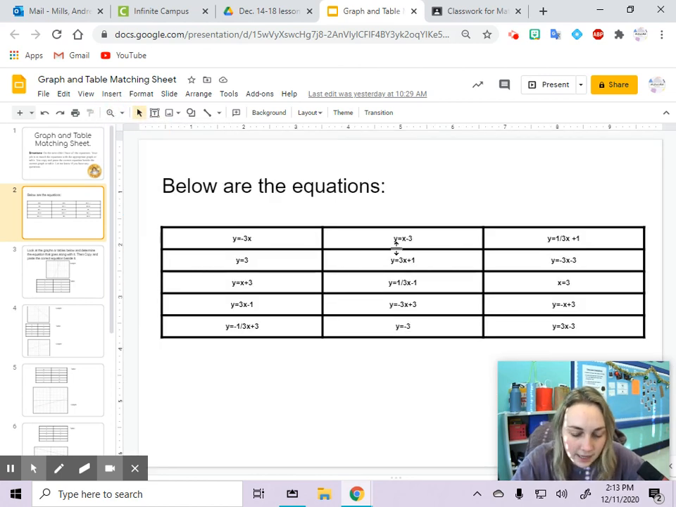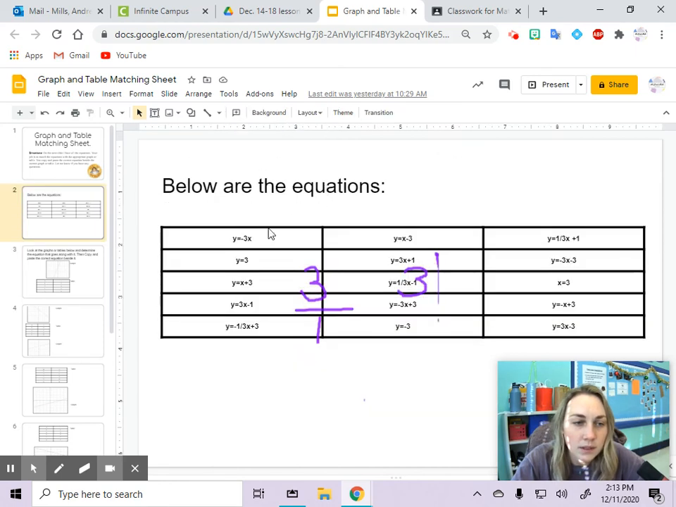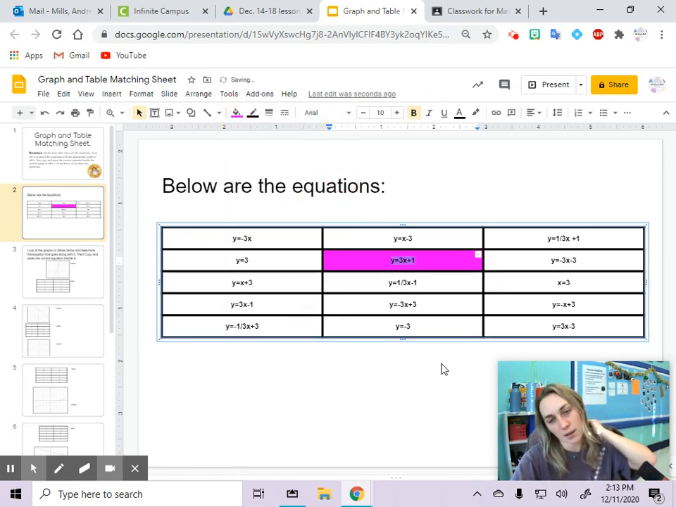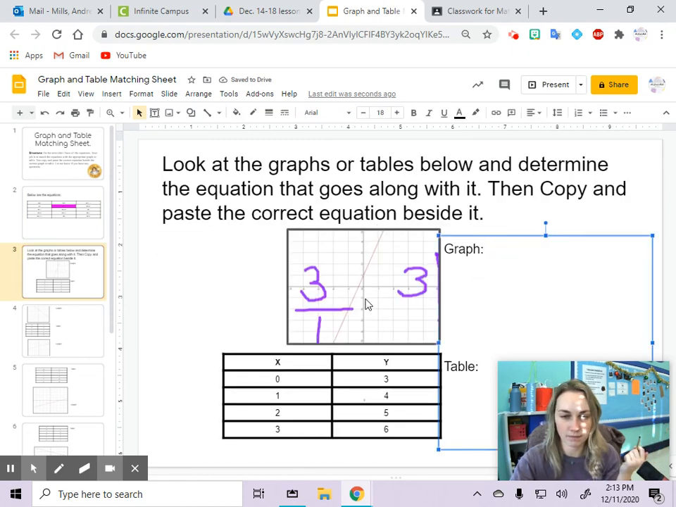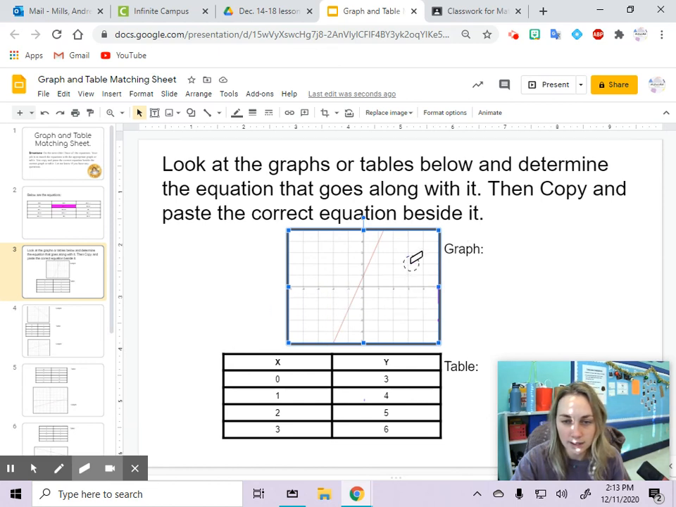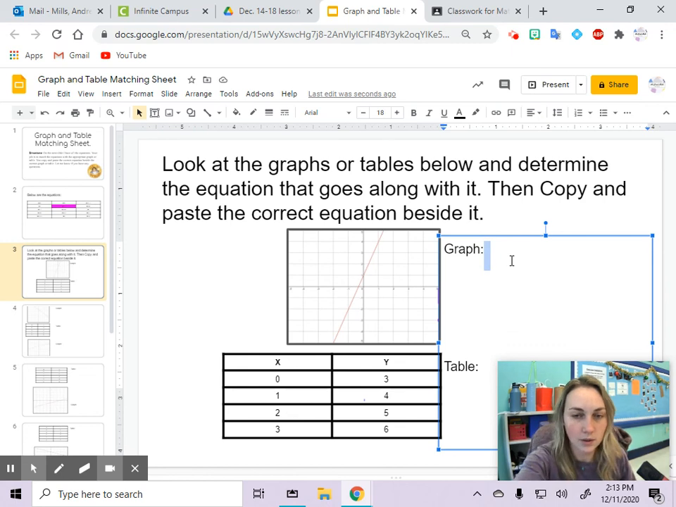And now I need to find y equals 3x plus 1. Here it is. So I can go ahead and, let's go back up. It's right here, so I can go ahead and color that in so I don't get confused later. And I can put in, I really need to erase these. I thought I erased them already. Eek. And then I can put in the equation right here. So the equation to this was y equals 3x plus 1.